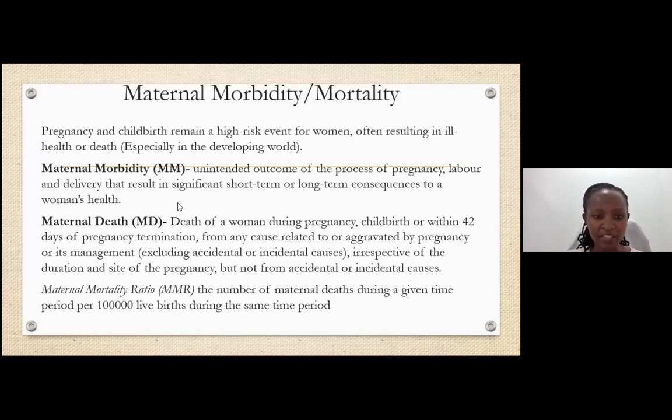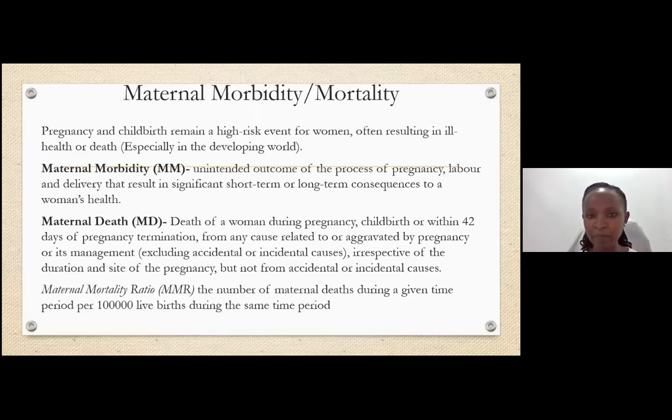So looking at various definitions, maternal morbidity is the unintended outcome of the process of pregnancy, labor, and delivery that will result in significant short or long-term consequences to a woman's health. On the other hand, maternal death is the death of a woman during pregnancy, childbirth, or within 42 days of pregnancy termination. And this is from any cause related to or worsened by pregnancy or its management, and this excludes accidental or incidental causes.